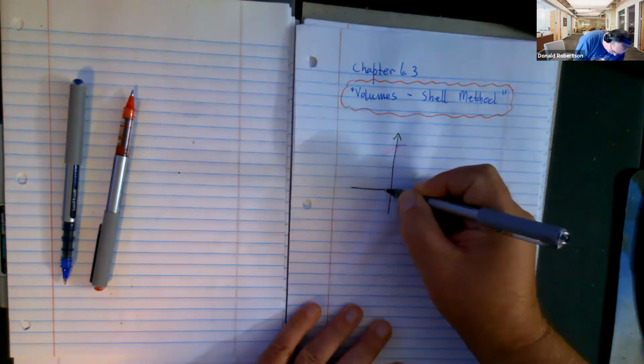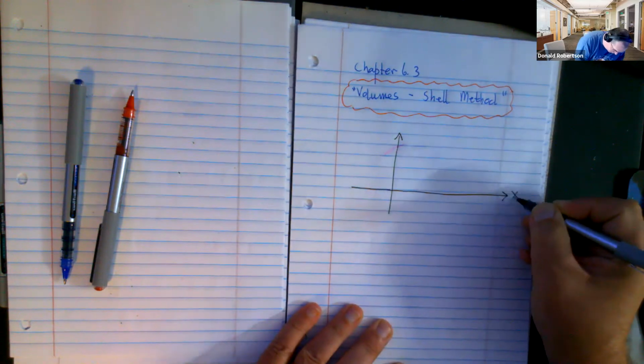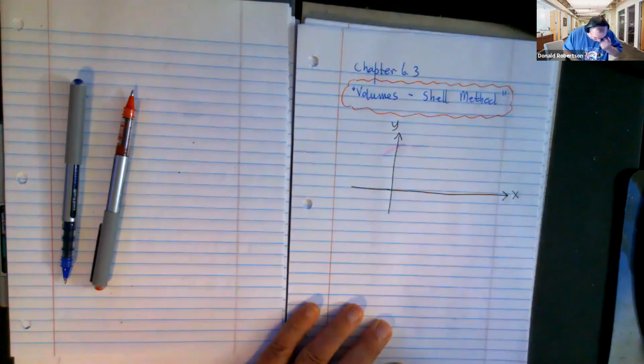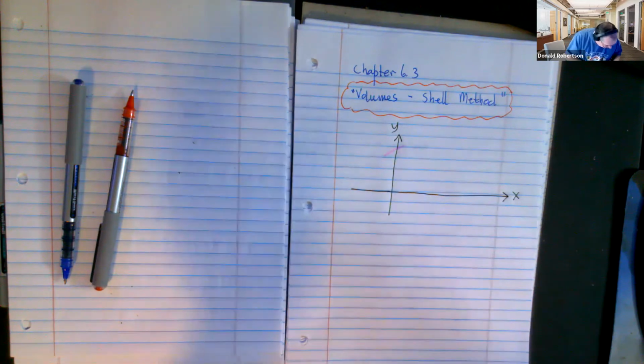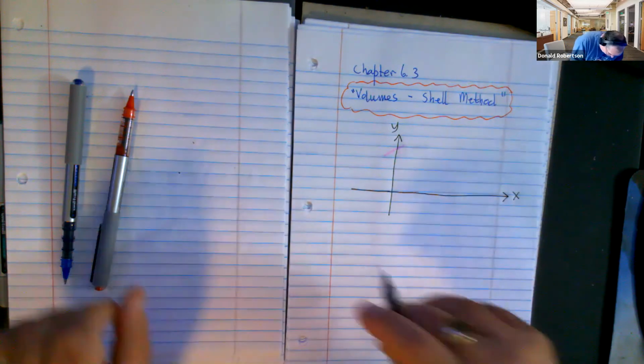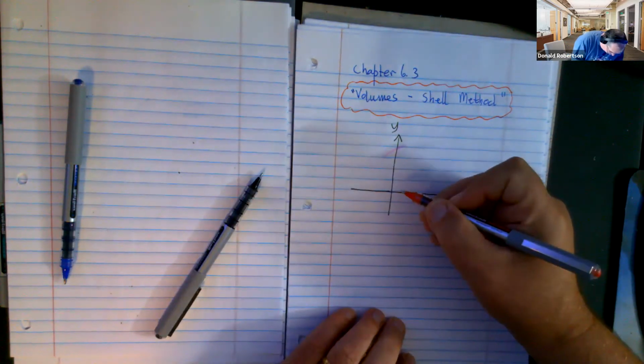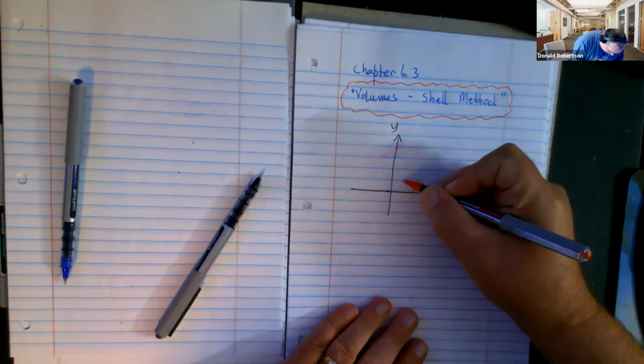In the shell method, we're only going to, well, let's just show you. I think that's the best way to do it. I want you to imagine that we have a function.